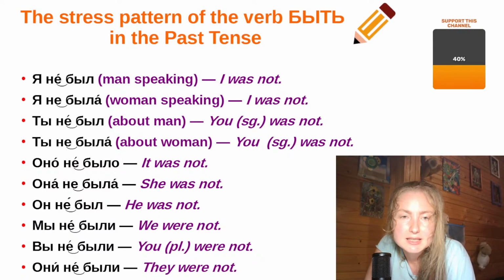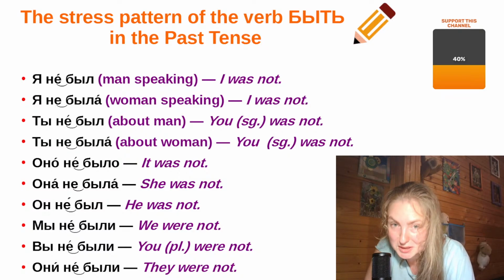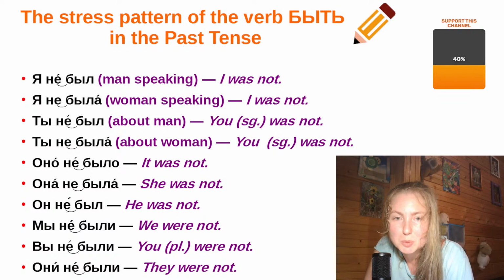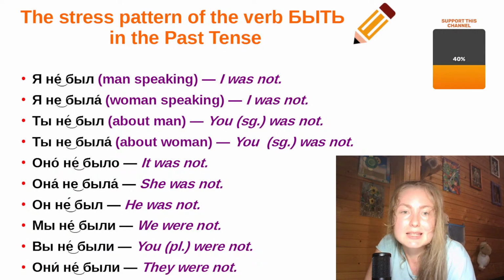The next example, the second. Я не была. Woman speaking again. I was not. Я не была. So in feminine forms, everything is correct. We pronounce it like one word, не была, but the accent falls on the main verb with the meaning. And of course it's was. Я не была.